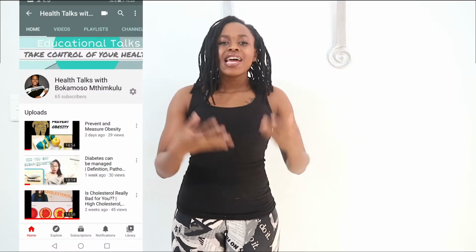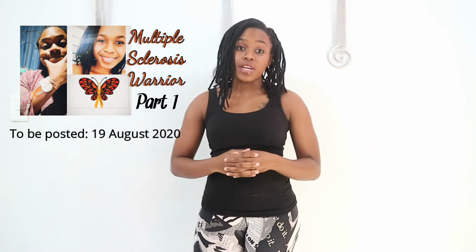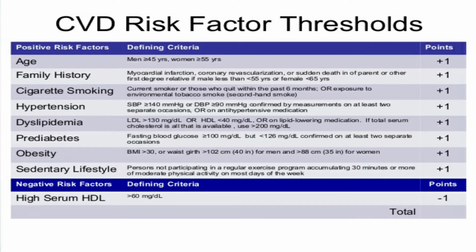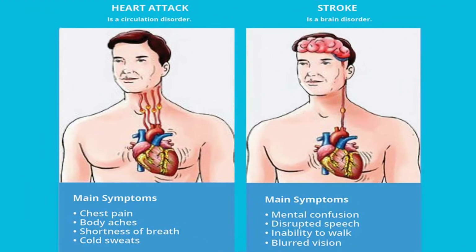My name is Bokamoso Mthimkulu and I have been speaking about different health conditions as well as my life of living with a chronic condition. What I've been doing over the past few weeks is explaining different health conditions in more detail, as well as how you can manage and prevent them. The series that I just did was on cardiovascular risk factors. These are your high blood pressure, high cholesterol, obesity, diabetes, etc. What they have in common is that they can lead to developing a cardiovascular disease. Cardiovascular diseases affect mainly your heart as well as the circulation of your blood in your system. Examples of different cardiovascular diseases are heart attack and stroke.